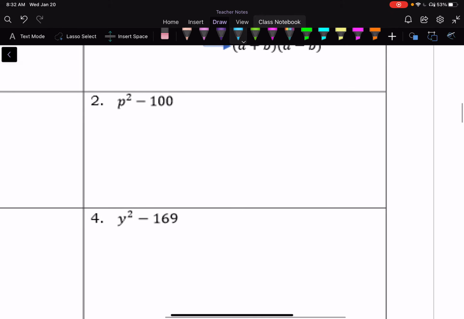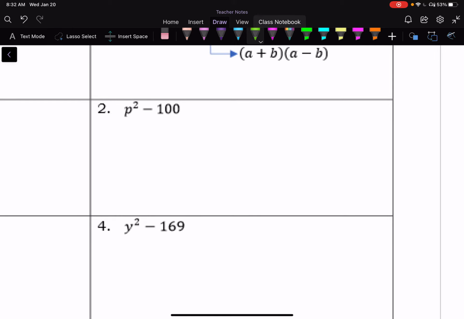Moving on to number 2. I'm going to do the same thing here. Check for a minus in the middle. We got that. And now I'm going to identify my square roots. So we have p squared, and then the square root of 100 is 10. And then I'll break it up into my DOTS: p plus 10 and p minus 10.